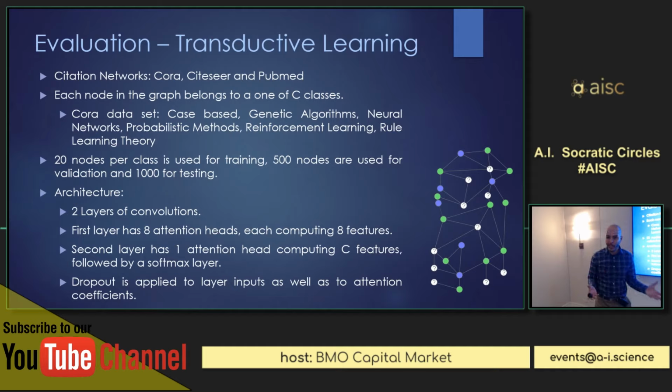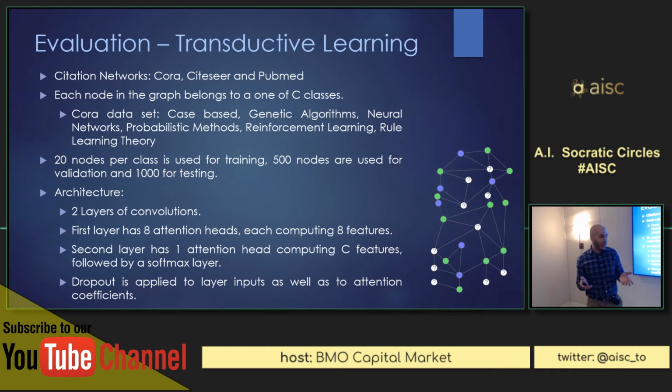They're only partially labeled, right? And you need to find the labels of the unlabeled nodes. And as input, you have all the features of all the nodes. Depending on the citation network, you can have different classes. So for example, for the Cora data set, you have 7 classes, right?